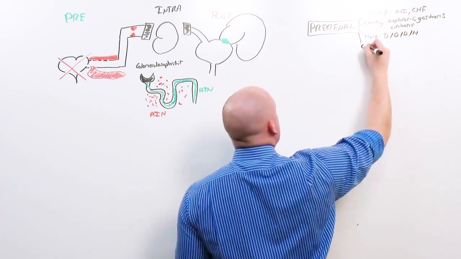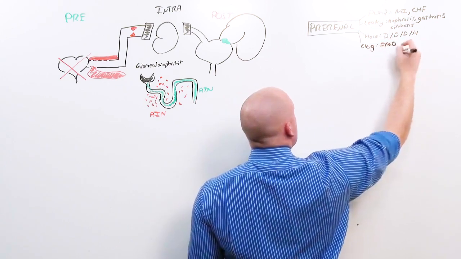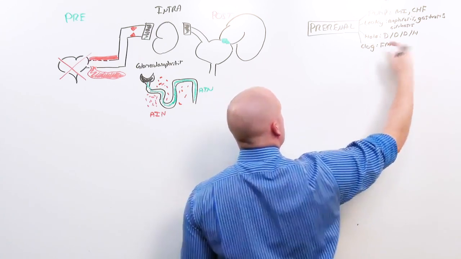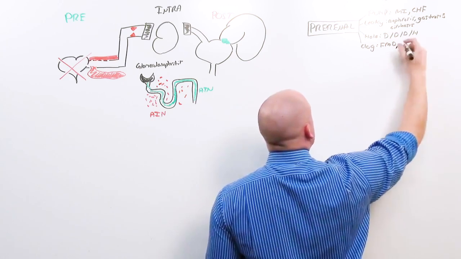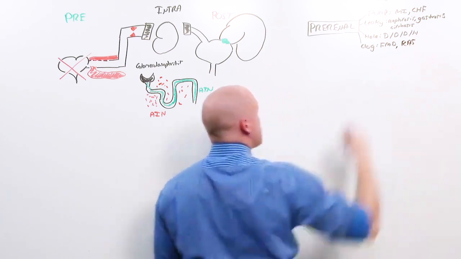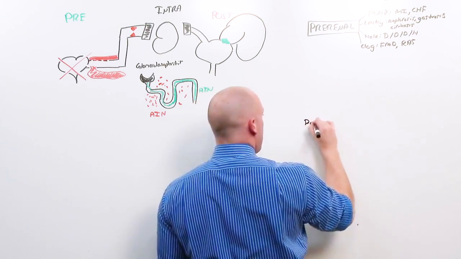And then there's the clog. And the clog is either going to be fibromuscular dysplasia, that's going to be the young woman with secondary hypertension and renal failure, versus the old guy who's got renal artery stenosis or atherosclerotic disease. Pre-renal, let's talk about post-renal.